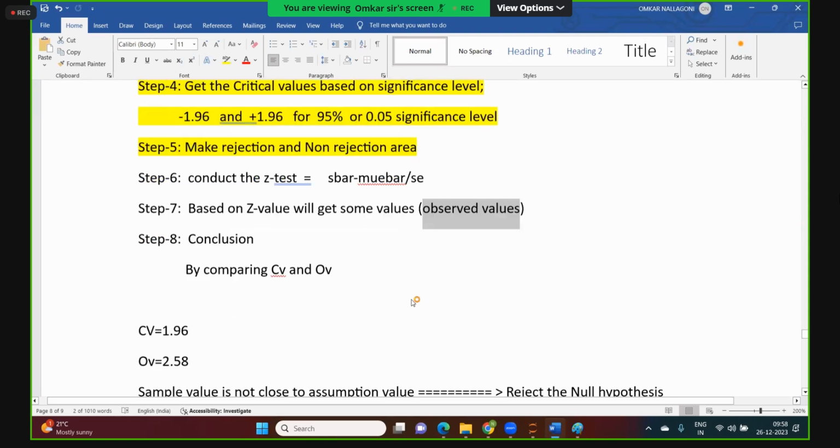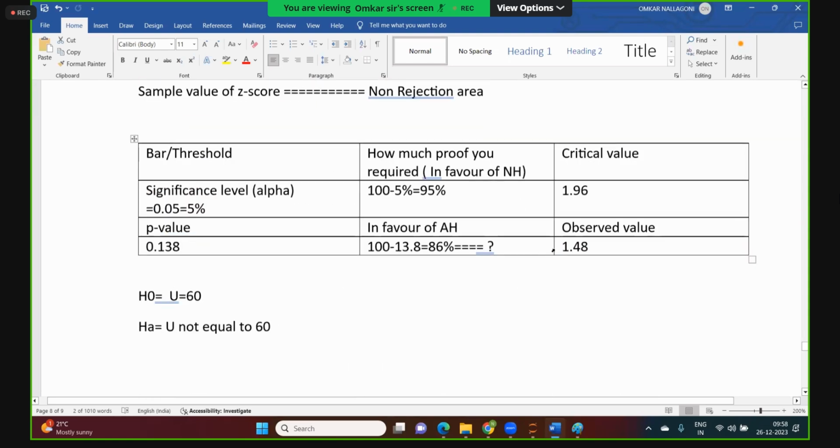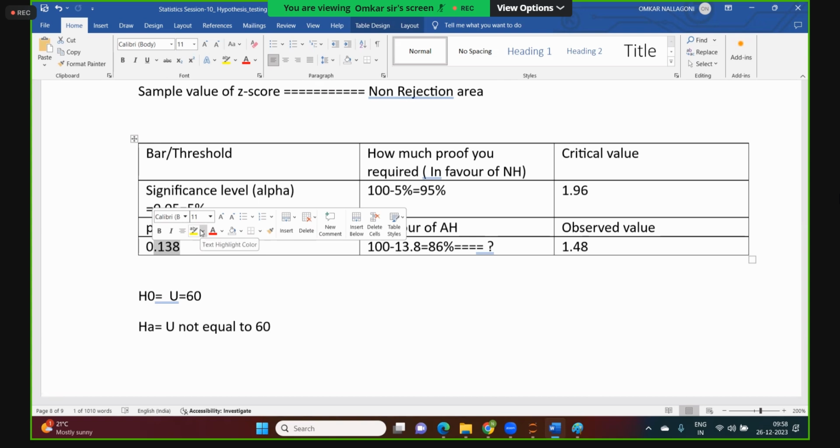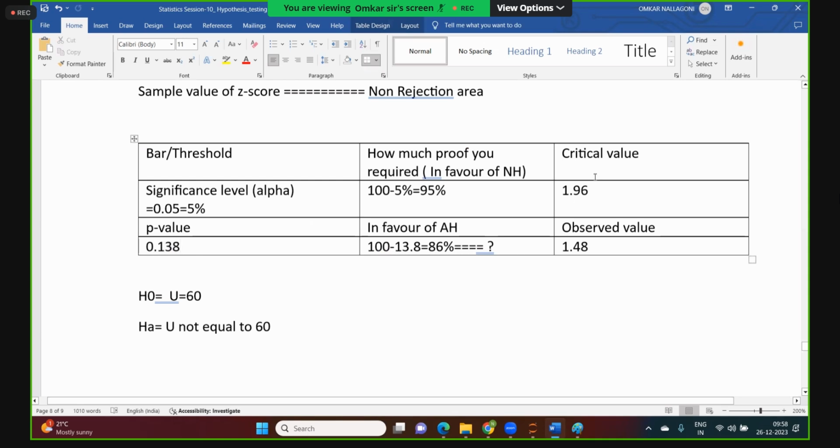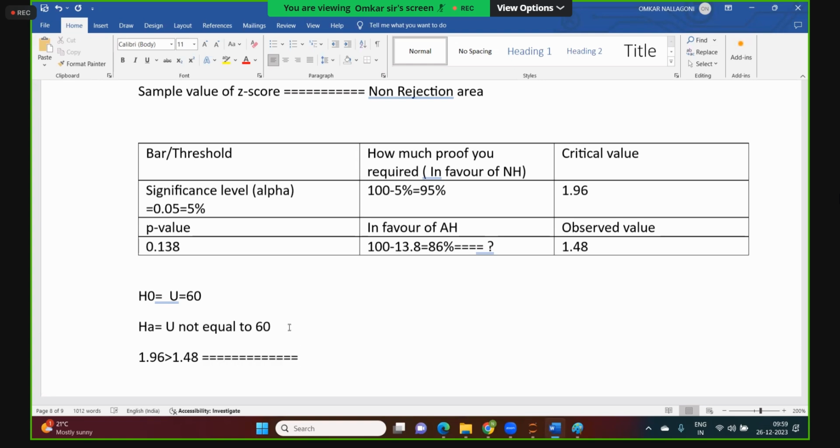But from the observed value, you also get what? A percentage. That is the P value. Now, this time, instead of comparing the critical value, what do you need to compare? P and alpha. Now, observed value greater than critical value here, and P greater than alpha here, both are opposite. Don't think like that. Now, what is coming here? Very, very simple. Here 1.96 is greater than 1.48. Yes or no? Then you are not rejecting the null hypothesis.